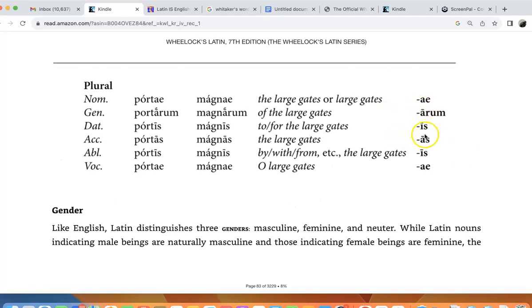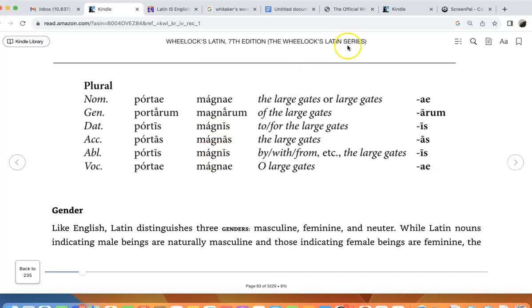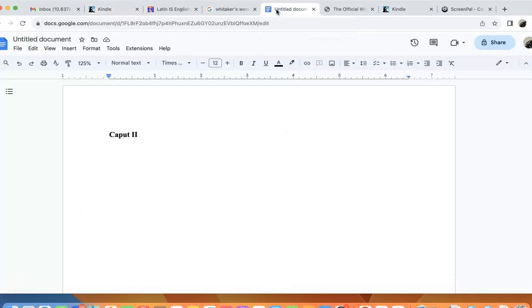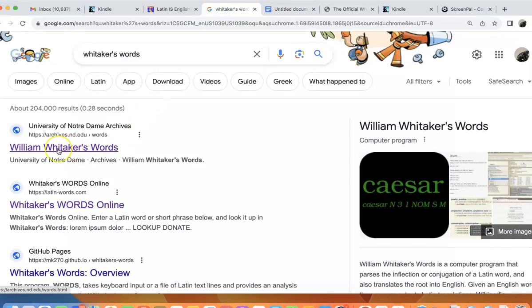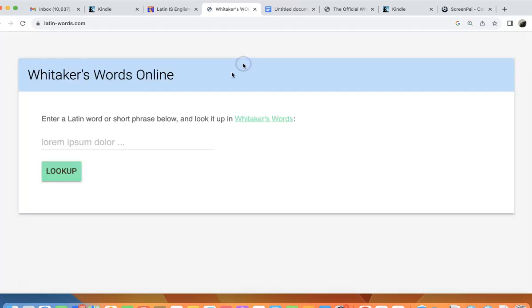And then the next is the plural. So we have our ae, arum, is, and then you can sort of see it's the same idea, except this time in the plural. Notice our adjective agrees with the noun in the plural. So here we have the large gates, of the large gates, and so on. Let me give an example of this just to show you how this would work. So the word umbra, and here's a good online tool, called William Whitaker's Words, by the University of Notre Dame Archives. So this is a good online tool.